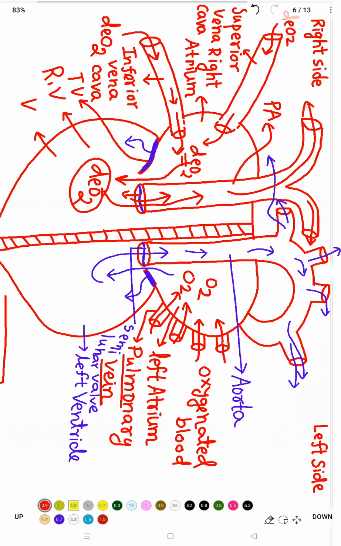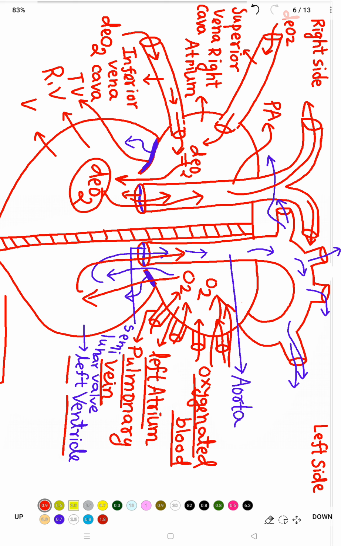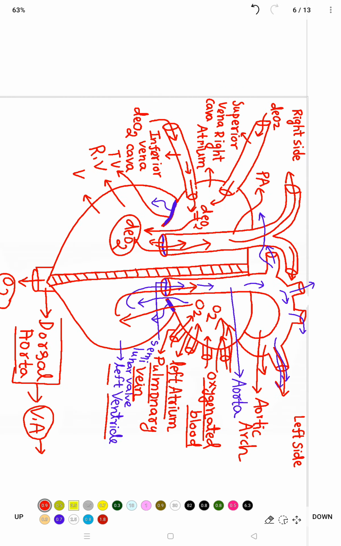And then again after oxygenation, this oxygenated blood again comes inside the left atrium, and then again goes inside the left ventricle, and then again goes inside the aorta and supplies blood throughout the body and body tissue. And this structure is called aortic arches, which is formed by the aorta. This is aortic arch. Now this is the whole structure of the human heart, and the blood circulation process.